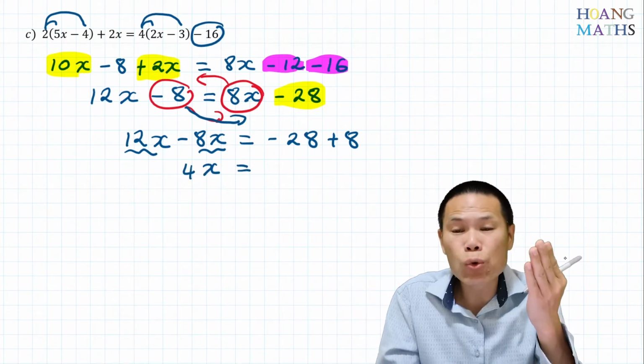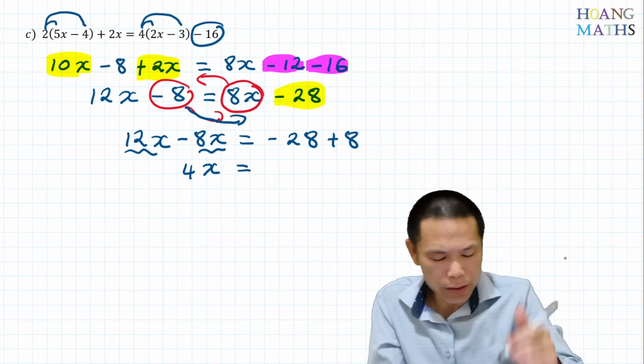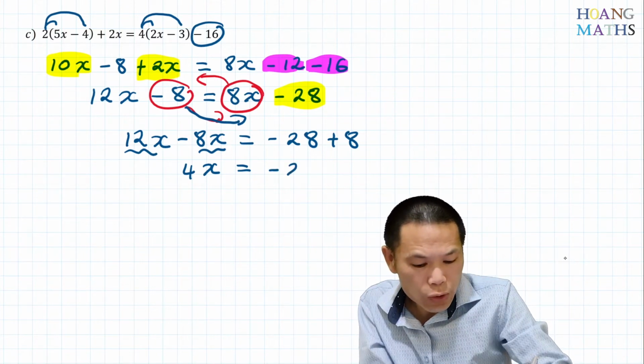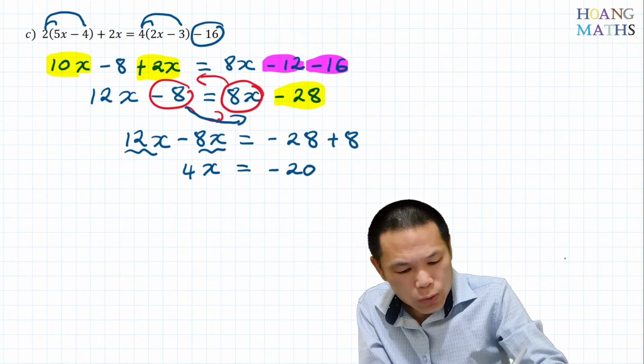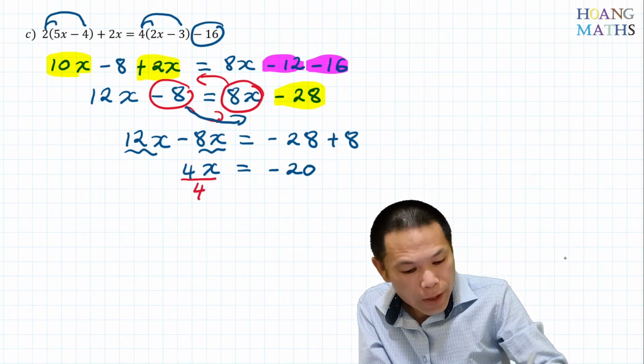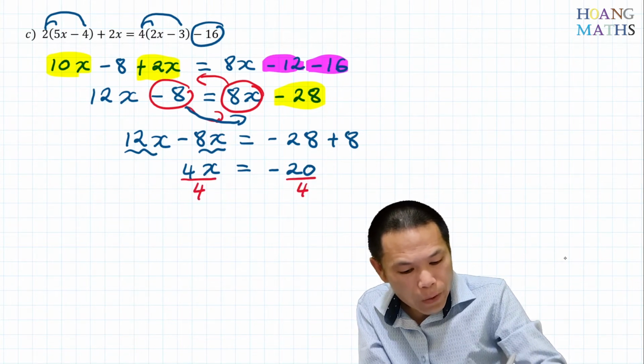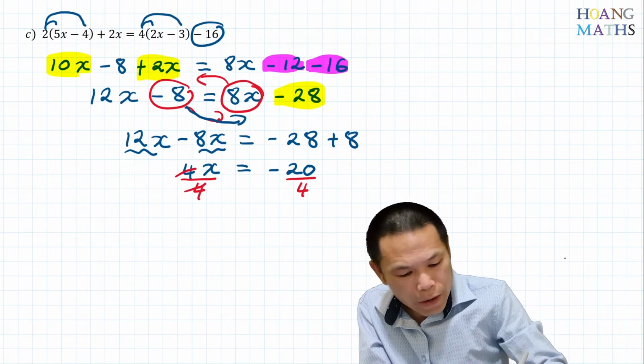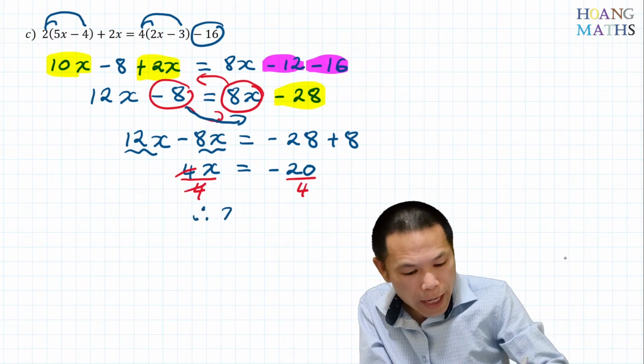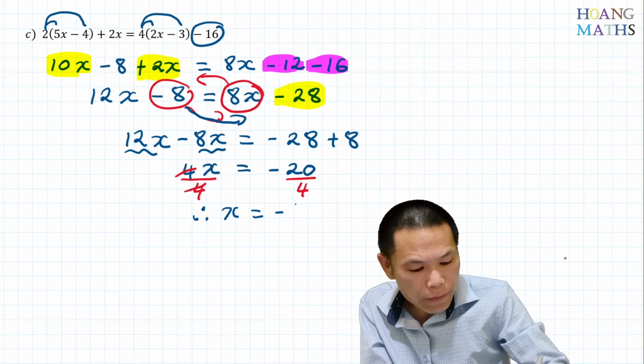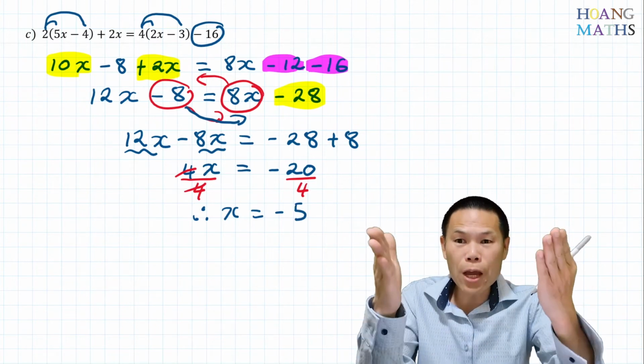And negative 28 plus 8. So that gives you negative 20. So now what I do, I divide this by 4. And I divide this by 4. There you go. So therefore, x is equal to negative 5. There you go.